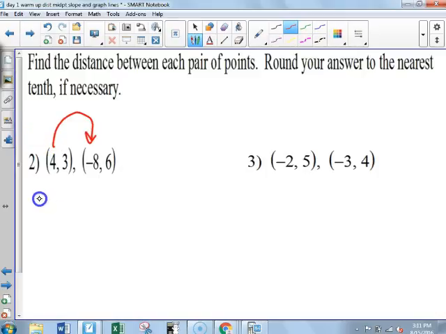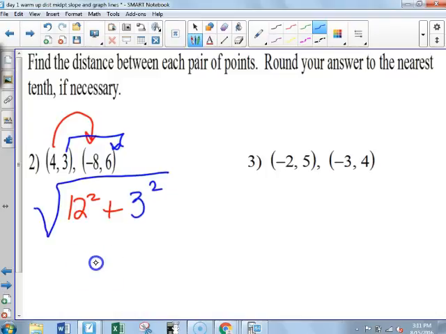How far from -8 to +4? From -8 up to 0 is 8, and then keep going to +4. That's 12 units. And the y's from 3 to 6, that's just 3 units. So there's our distance. And it's not 15. We can't get rid of the square roots in the squared. We have 144 and 9, 153.